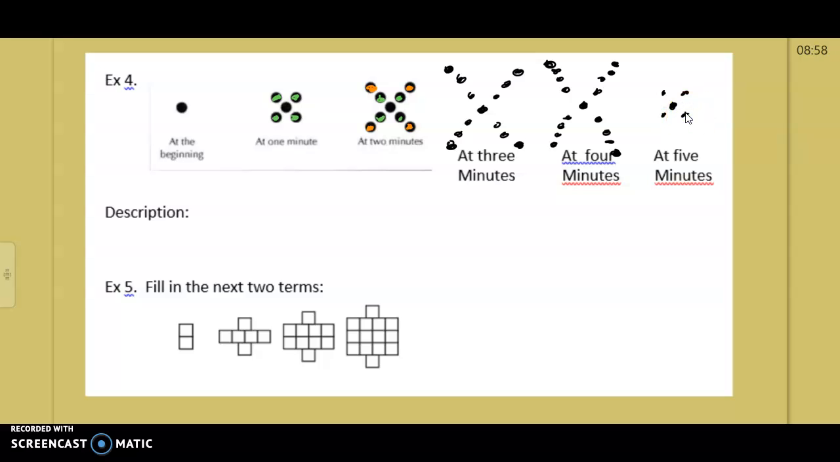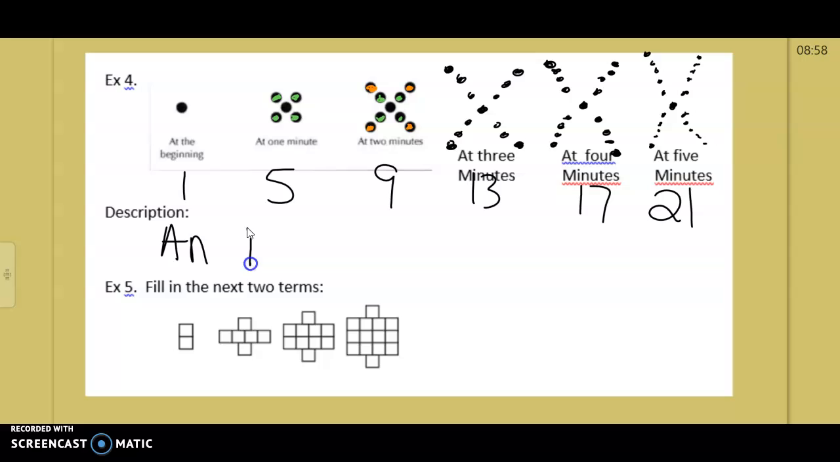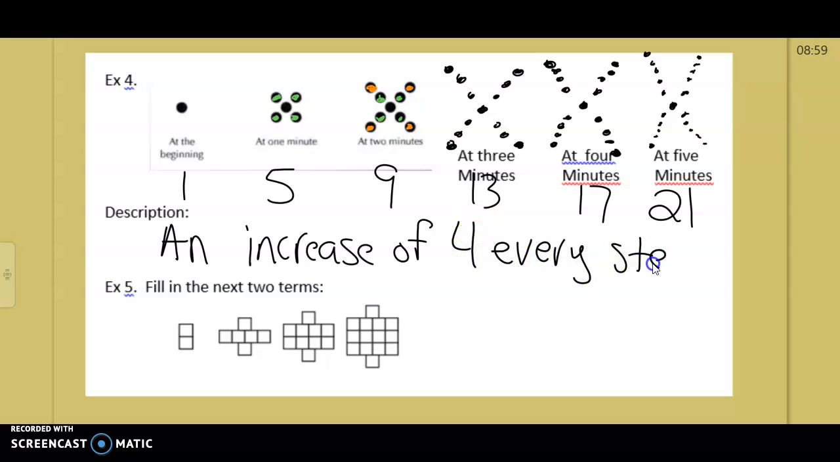So I build the 1 minute, now the 2 minutes, the 3 minutes, 4 minutes, and then the 5 minutes. Okay? And let's count how many dots we had. We started with 1, and then we had 5, and then we had 9, and then we had 13, then we had 17, and finally we ended with 21 dots. So it increased by 4 every single time. So the description would be an increase of 4 every step of the way.